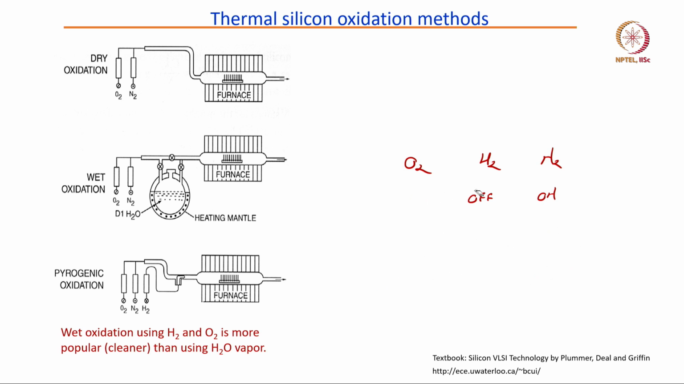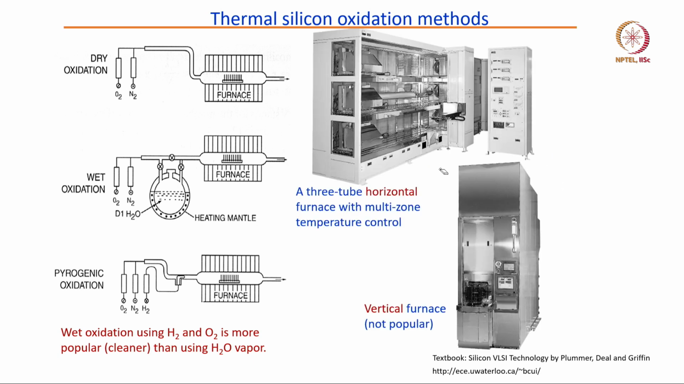How the furnace looks, I will show you in this slide, and the furnace looks like this. Here these are 3 tube horizontal furnaces with multi zone temperature control. So, there are 3 tubes, okay. At the same time you can use any of the tubes or all 3 tubes. This one here is a vertical furnace which is not too popular, horizontal furnaces are generally very popular.